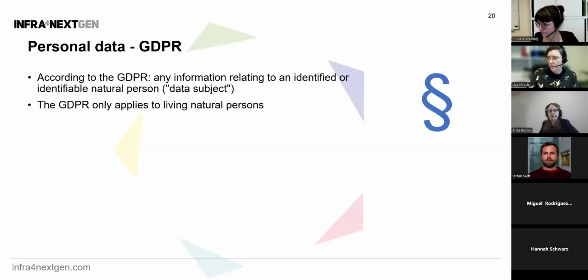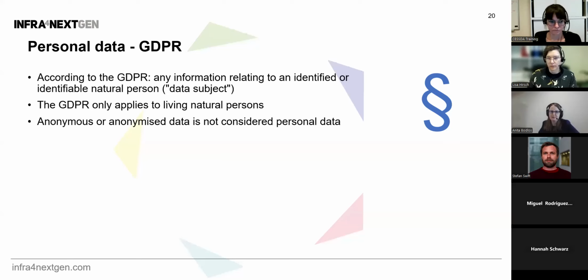However, there may be other reasons to protect this data or to handle personal data carefully. Anonymous or anonymized data is not considered personal data anymore, which means that if you anonymize your data in a way that does not allow anyone to identify a natural person, then this data is regarded as anonymous, and the GDPR does not apply anymore.